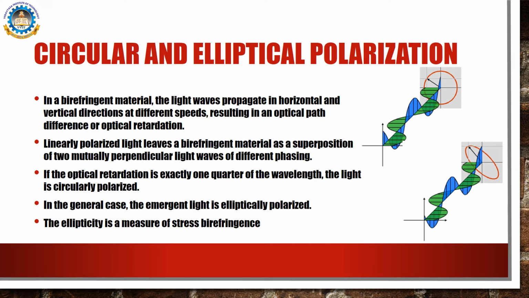In a birefringent material, the light wave propagates in horizontal and vertical directions at a different speed, resulting in an optical path difference or optical retardation. Linearly polarized light leaves a birefringent material as a superposition of two mutually perpendicular light waves of different phasing. If the optical retardation is exactly 1/4 of the wavelength, the light is circularly polarized. In the general case, the emergent light is elliptically polarized. The ellipticity is a measure of stress birefringence.